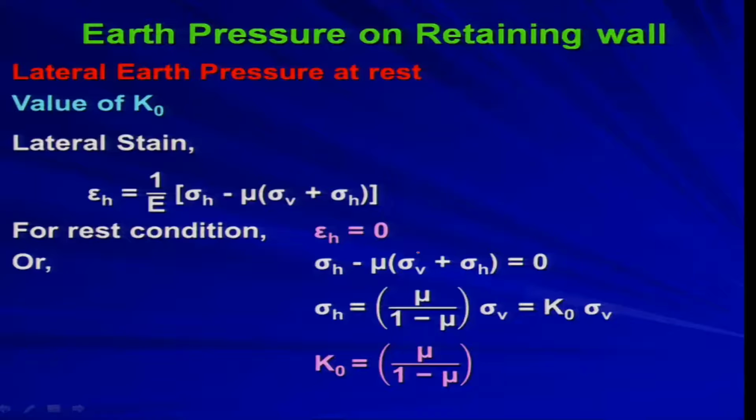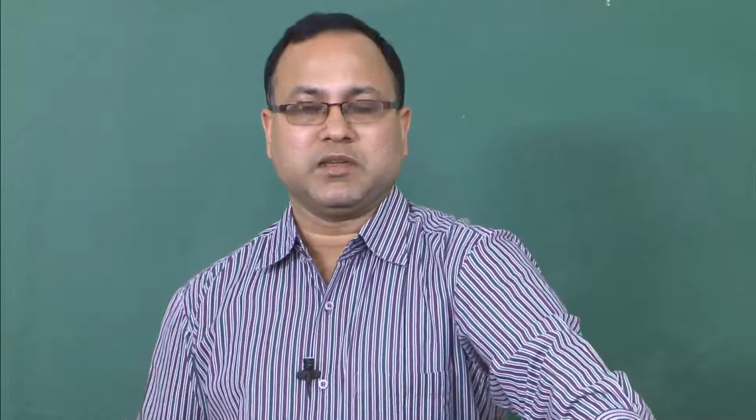So, lateral strain, you know from Hooke's law, is given by this expression. This is very simple, that is coming from your mechanics, that is epsilon h, that is your lateral strain, is equal to 1 by E into sigma h minus mu into sigma v plus sigma h, because this is the 2D plane strain problem. So, that your epsilon h is given by this expression and this is coming from your Hooke's law, right.